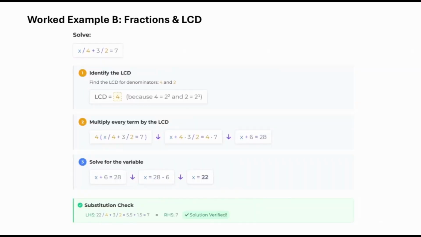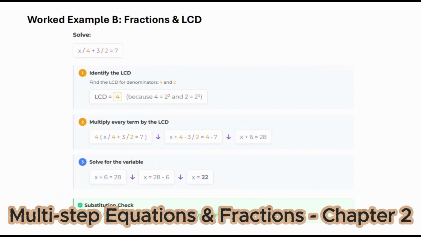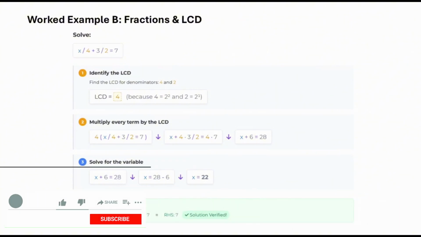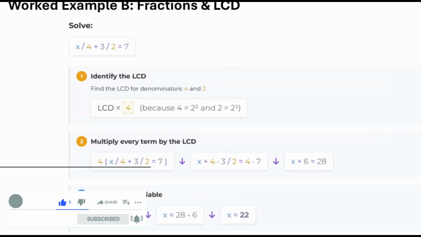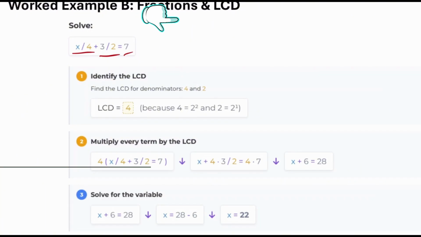For this question, we do have fractions and LCD side by side. As I just told you, the very first thing that we have to do when we deal with fractions is to get rid of them at the same time, right? So at this point, I do have the easy one. x over 4 plus 3 over 2 is equal to 7. So obviously, the LCD, or the least common denominator, of 4 and 2 is just 4 itself. So it means that I have to multiply both sides by 4 itself.